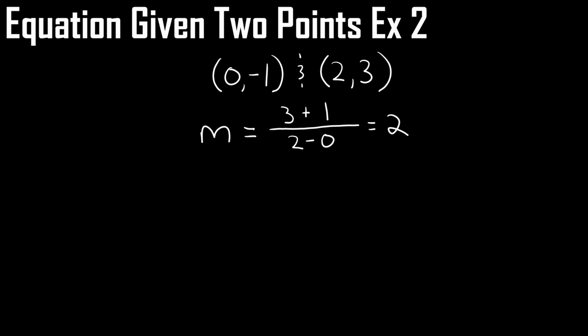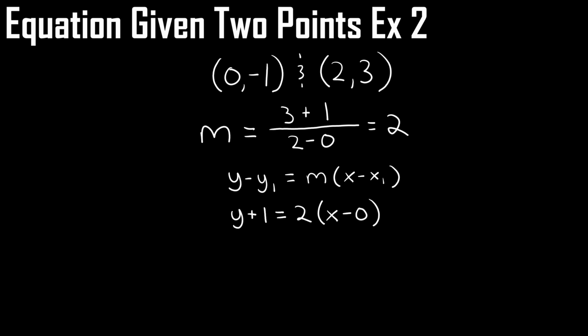Then we'll use the point slope form, which is y minus y1 equals m times x minus x1. We'll plug in our values, so y minus y1, which is -1, so it's become +1, equals m, which is 2, times x minus x1, which is 0. So this is our answer in point slope form.